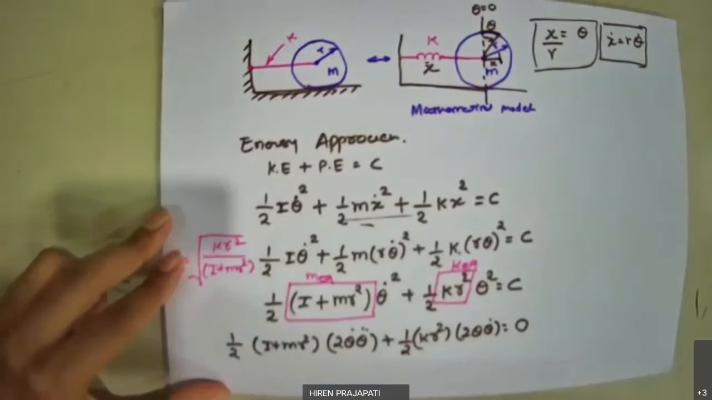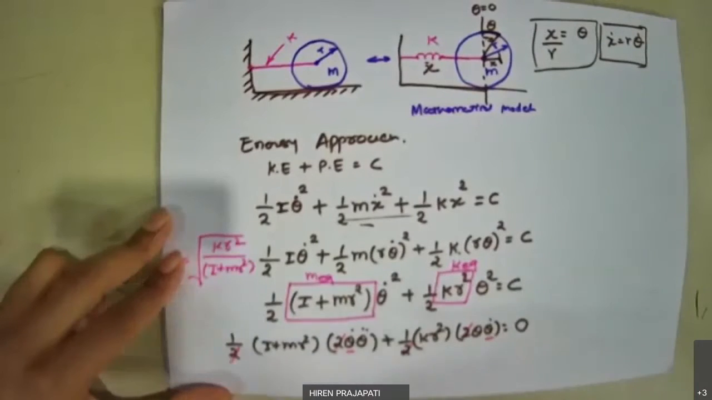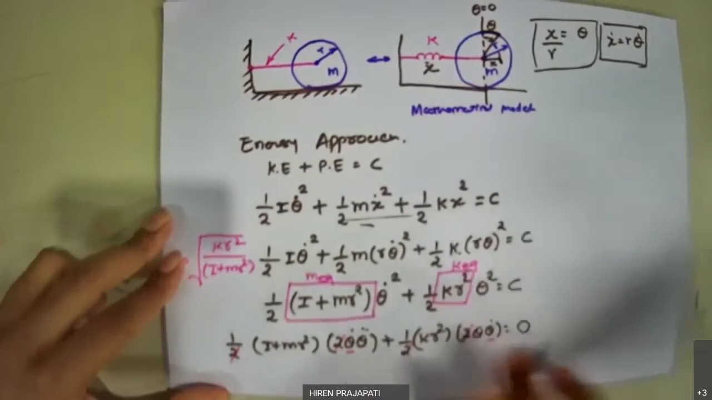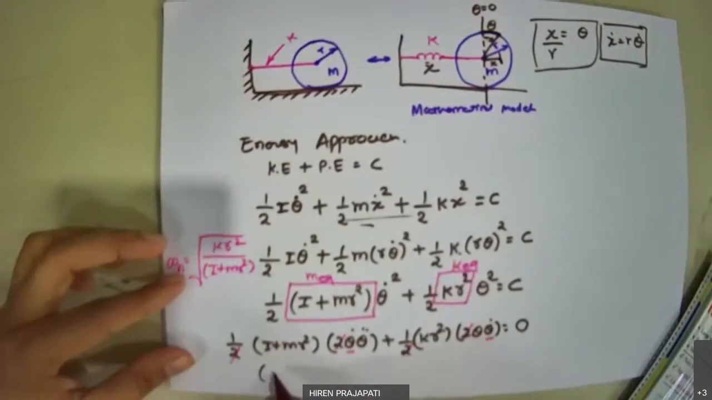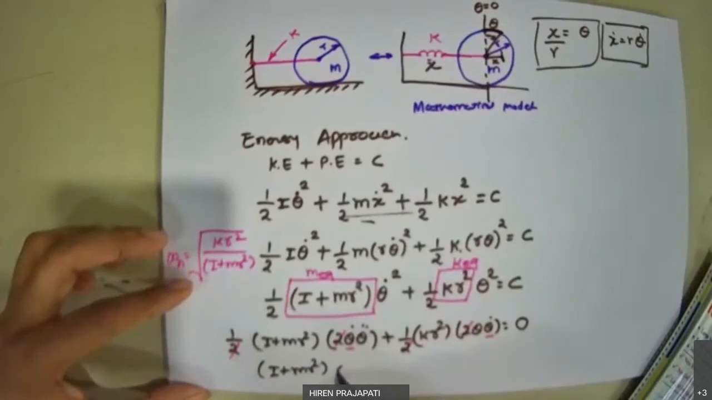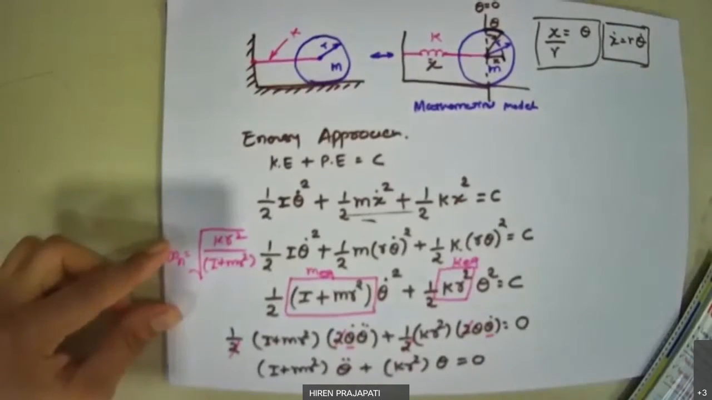If you look here, this 2 cancels out, this 2 cancels out. Now theta dot is common from both and take it on the right side. So 0 divided by some positive value, that is 0. So finally now we'll get this equation as (I plus m r square) theta double dot plus k r square theta is equal to 0. Now may I ask what should be our next step?